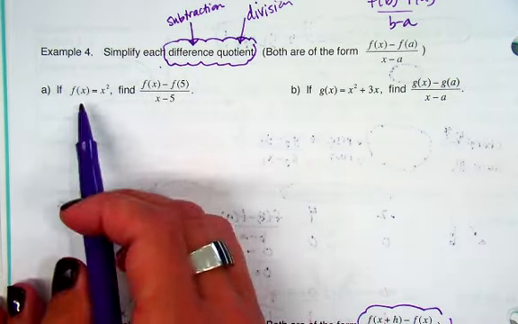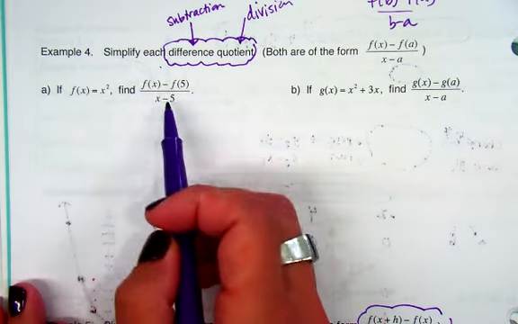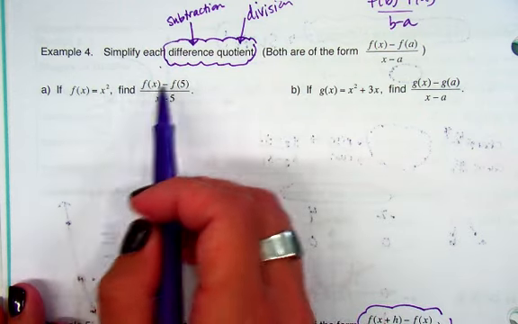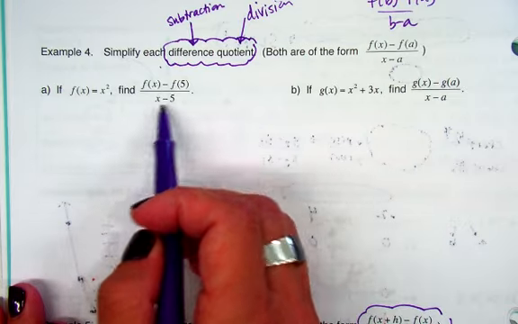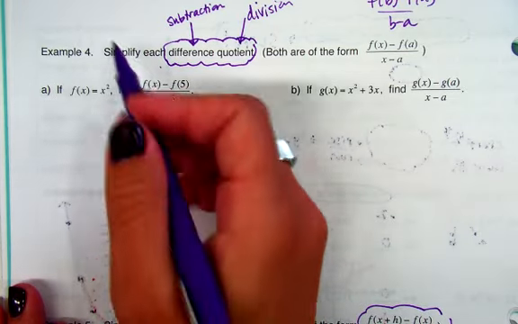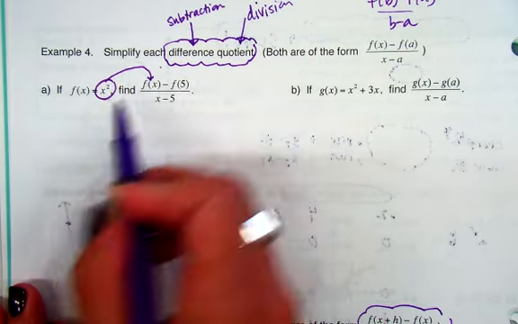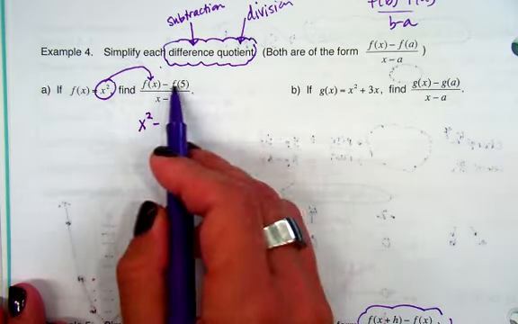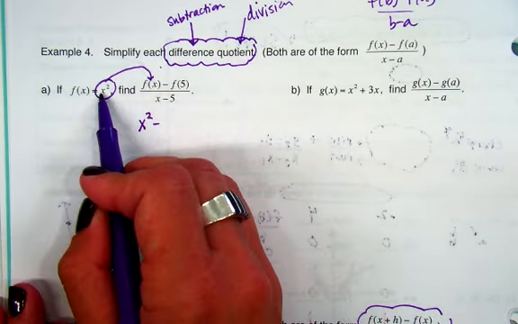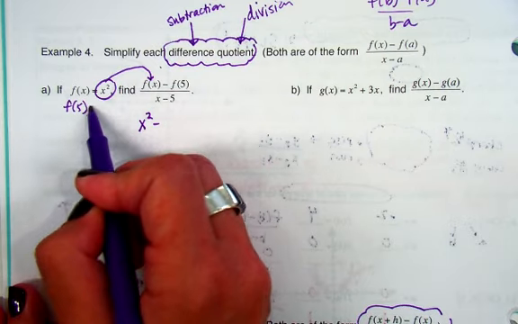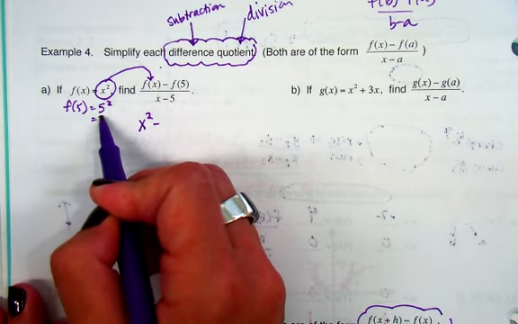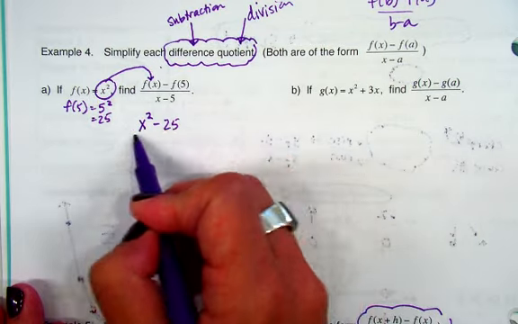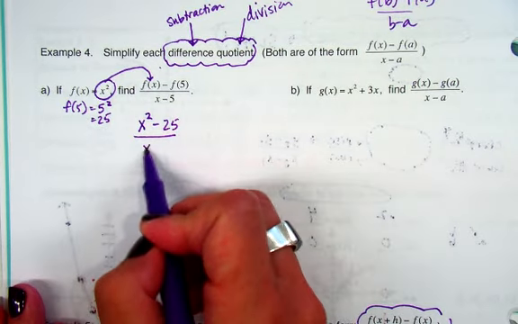They give you a function, and then they ask you to find a difference quotient according to this function. So f of x equals x squared is our function. They want us to find f of x minus f of 5 over x minus 5. Easy, right? So what's f of x? Oh, well, it's just x squared. So I'm going to replace that with x squared. What's f of 5? Oh, I just take a 5 and plug it in here, right? It would be 5 squared, otherwise known as 25. Agreed? So this is just x squared minus 25 over x minus 5.